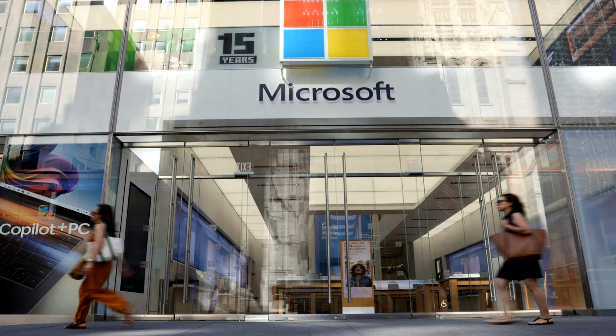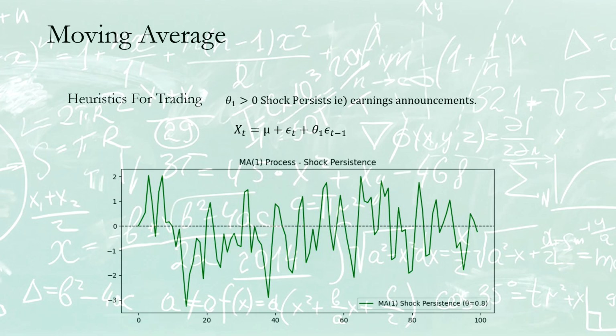And if we were to put that in some kind of mathematical form, we could see that theta 1 greater than 0 is a shock that persists, right? And it's earnings announcements, okay? So that would be a heuristic for trading, right? Obviously, in this case there will also be some decay where it goes back lower or whatnot. But you could see in this graph that the persistence lasts, whether it's going up or down.